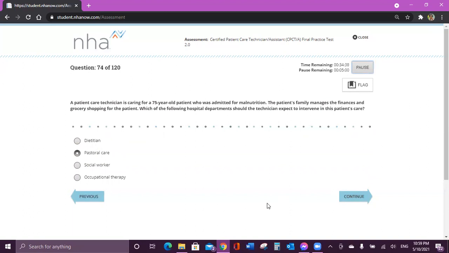A patient care technician is caring for a 75-year-old patient who has malnutrition. The patient's family is managing the finances and grocery shopping for the patient. Which of the following hospital departments should the technician expect to involve in this patient's care? Dietary, foster care, social worker, occupational therapy, hereditary.